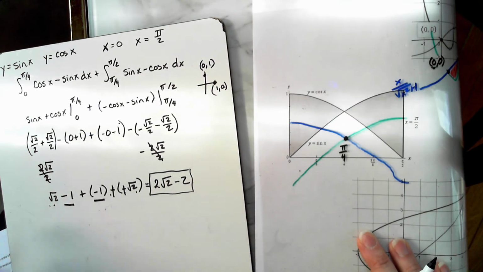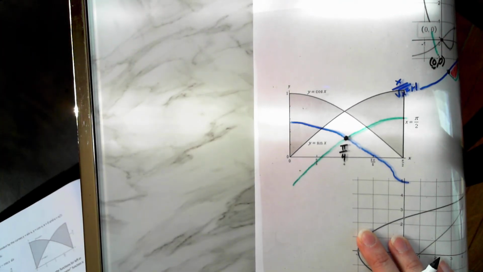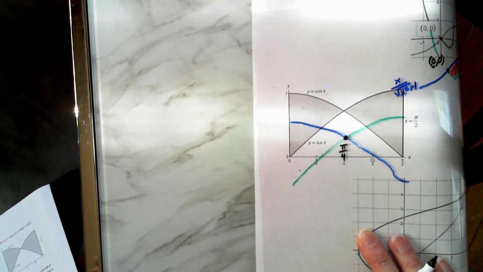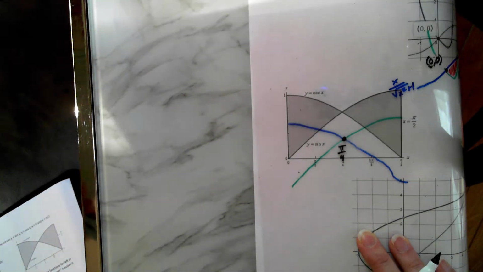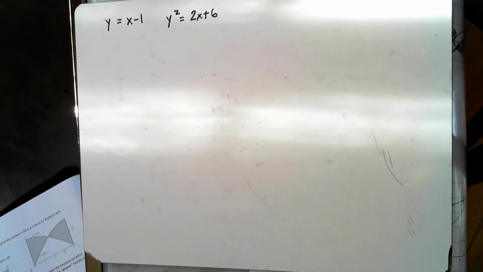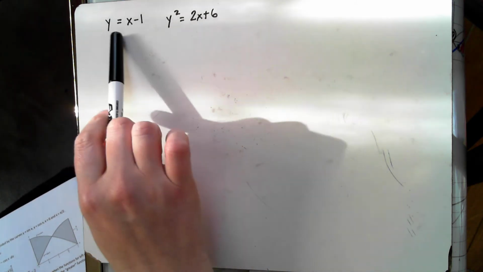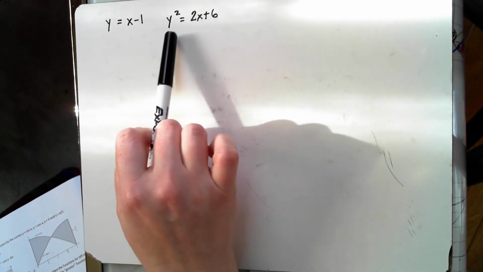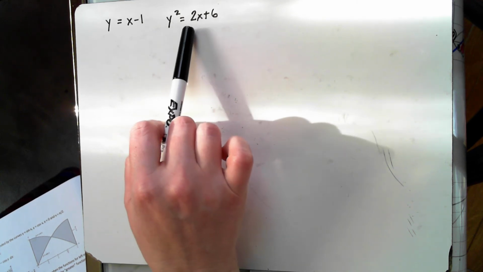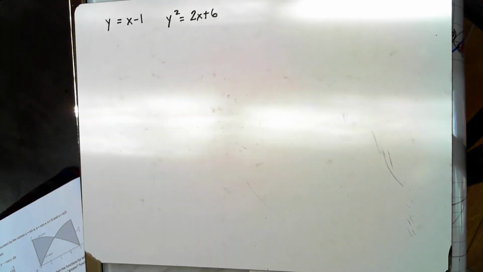Okay, so we have one more example. In this example, what they've done is they've given us something where it's really hard to get x alone. Okay, so here's my example. They want us to find the total area between the curves, but this time they gave us y equals x minus 1 and y squared equals 2x plus 6.